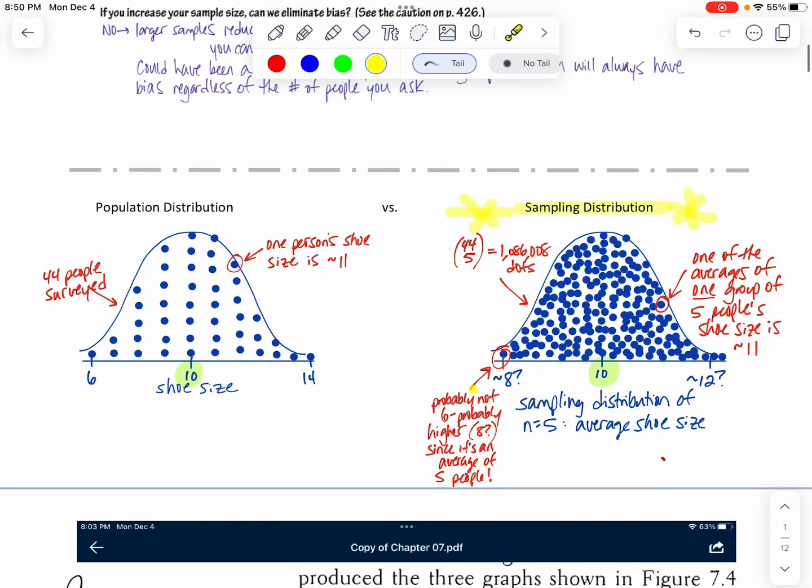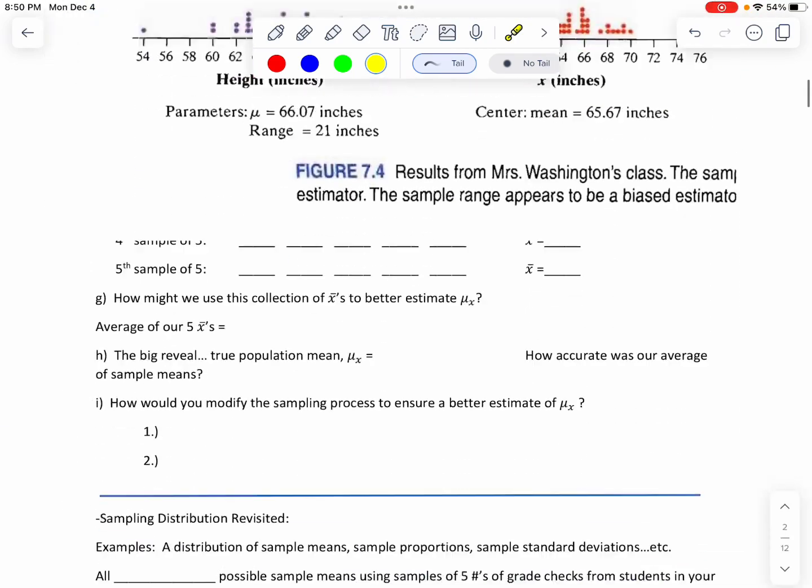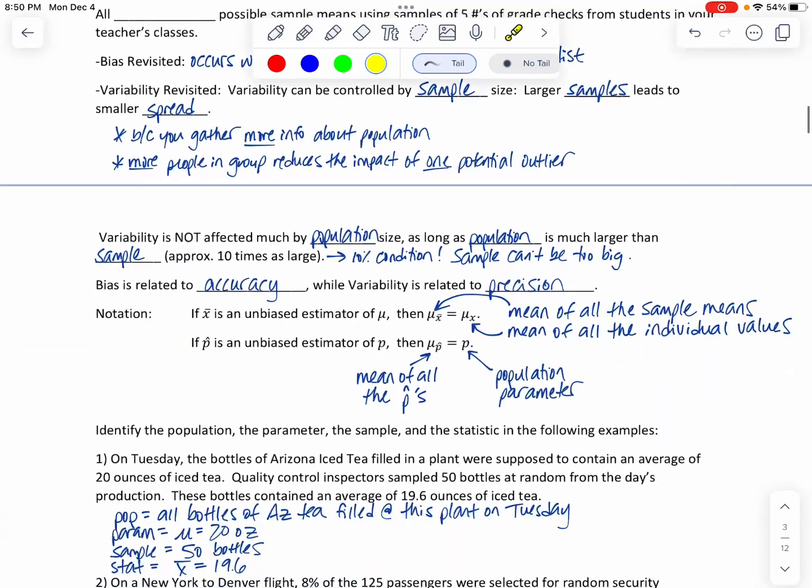Let me go back. The 10 right here is the mu of all of the X's, regular X. The 10 here is the mu of all of the X bars, all of the samples of size 5. That is what I'm talking about when we're looking at those samples right there. Same thing with p hat. We'll talk more about this tomorrow, so don't worry about that.